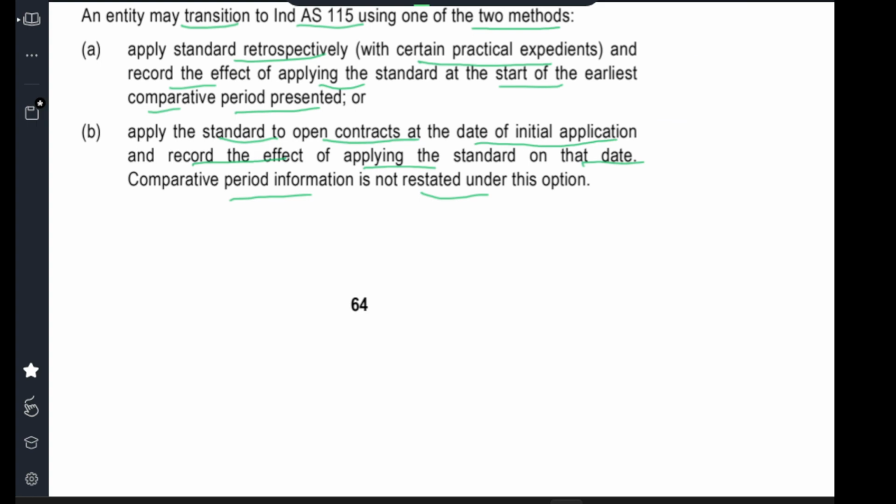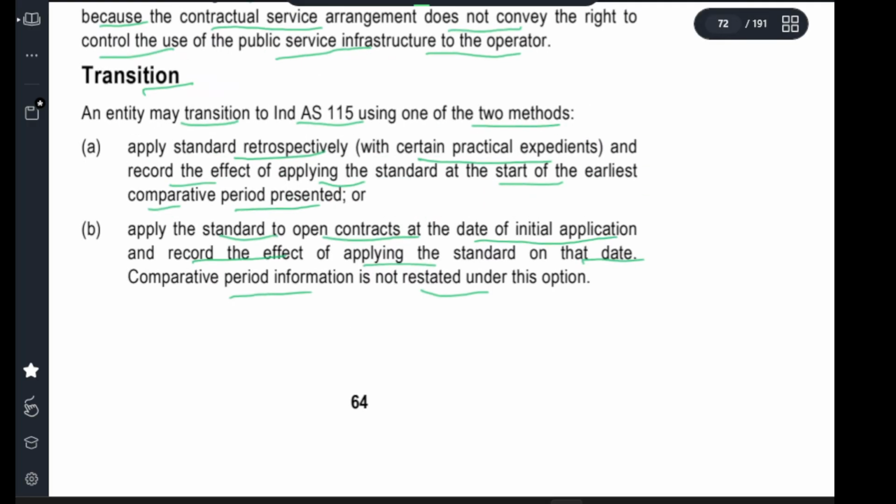So these are the things you need to understand regarding Ind AS 115 for transition from the previous GAAP to Ind AS. Retrospectively, the open contracts and comparative data should be as per Ind AS, not as per the previous GAAP. Everything should be as per Ind AS. That is what is being said here.